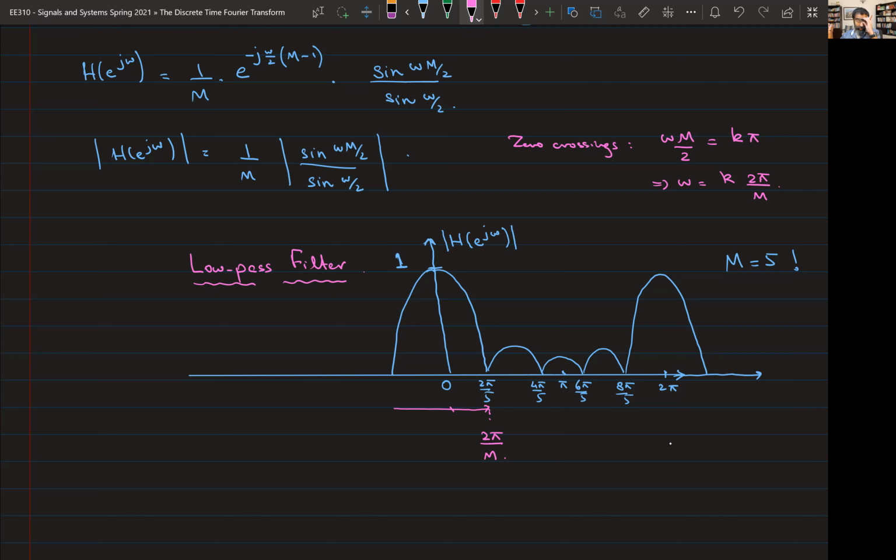Now, the question is, what happens if I increase M? If I move from a 5-day average to, let's say, a 14-day average, a 2-week average? So what would you expect if I increase M? So the width of the low pass decreases, because it becomes 2 pi over 14, which is pi over 7. Excellent. So as M increases, the cutoff decreases.